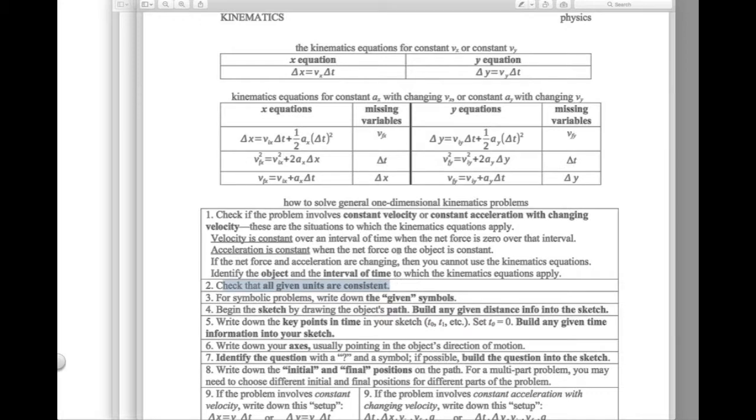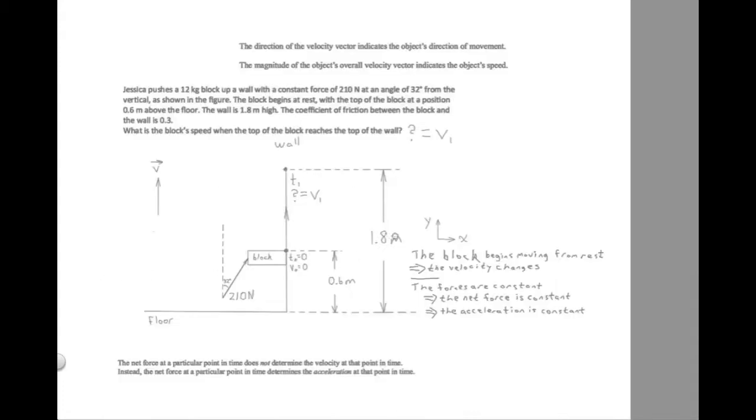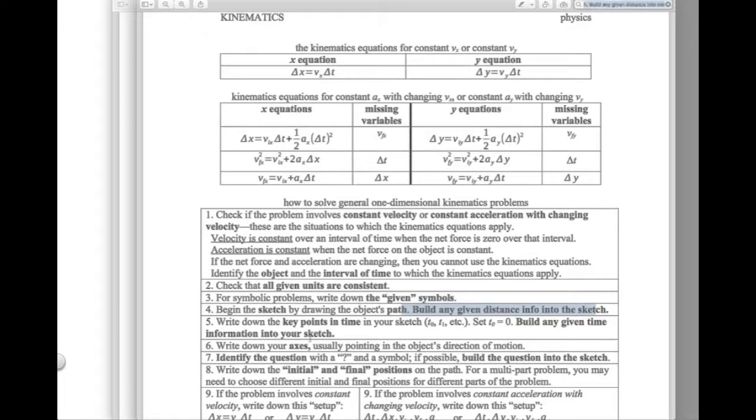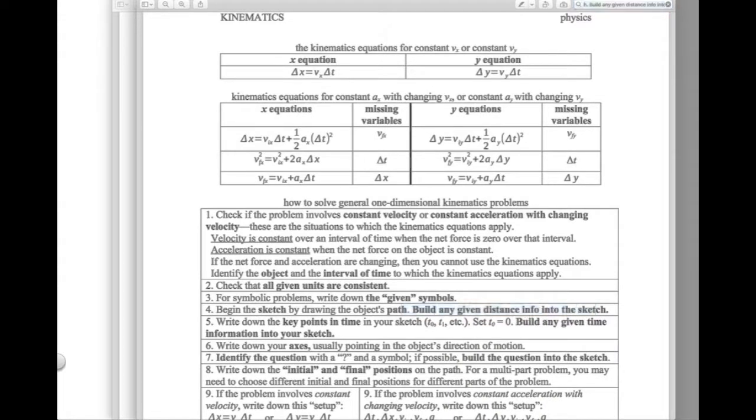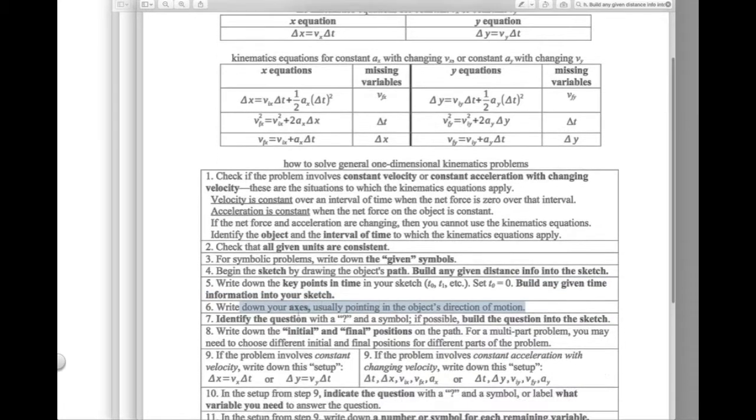We've already seen that the units on this problem are SI units, which guarantees that they're consistent units. This step is not relevant. We've already worked with the sketch, and we've already built the key distance information into our sketch. That's important, but we've already done that. We've already written down our key points in time, and we've already set time 0 equal to 0. I don't think we were given any extra time information that we could build into our sketch. We've already written down our axes. We've already identified the question.